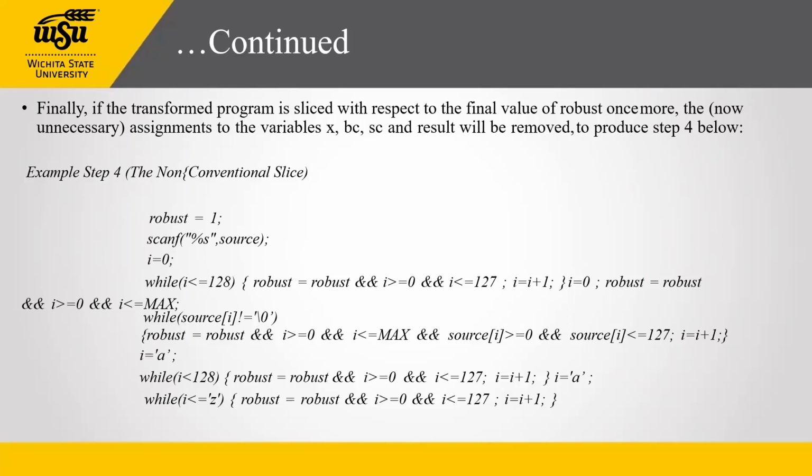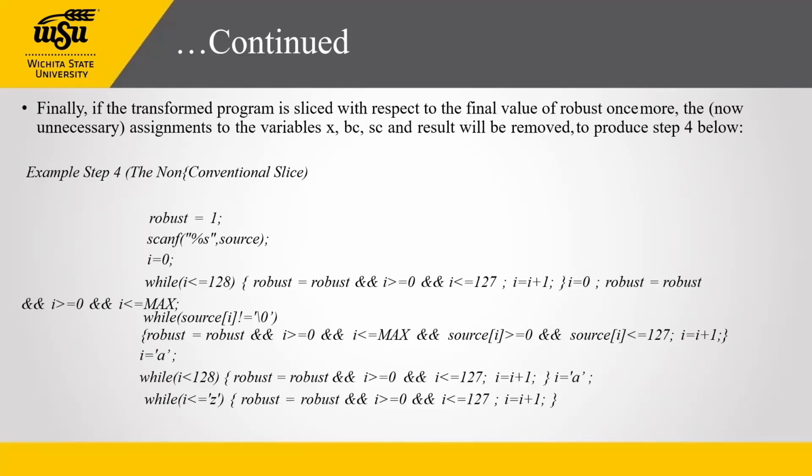After the loop exits, I'll make i 0, and now robust becomes the robust value, and robust will be assigned with i greater than 0 and i less than max, which is the max value, which we assume is the largest value. And now I'll take a while loop with the source input I have taken, and I'll make it an array indexed by the i value, which will be not equal to backslash 0, which is like a null value, and I'll run the loop.